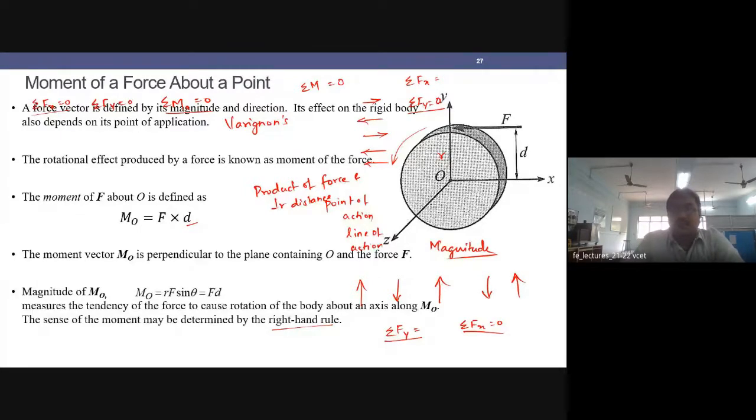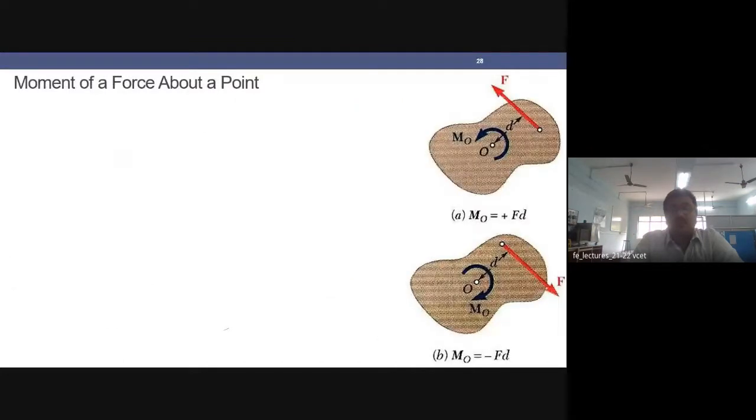So I'll tell you what the right hand rule is. Right now I have the force F, and I have two diagrams here. In the first diagram I have the point O, and a force acting along here. The least distance, the perpendicular distance of F from the point O, is given by D, and this is the effect of that moment.